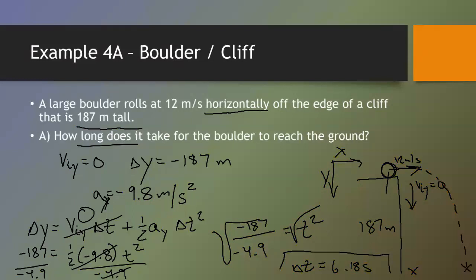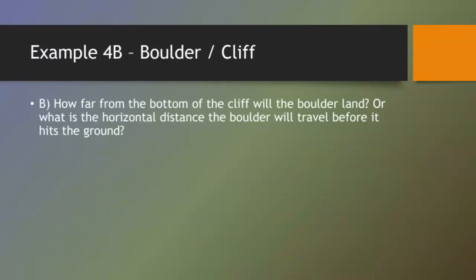So what's going to happen to it in that time, in that 6.18 seconds? Right? Well, it's going to keep traveling to the right for 6.18 seconds. So how far away is it going to move from the cliff? Right? Well, that's the next question. How far from the bottom of the cliff will the boulder land? Right? Or what's the horizontal distance that it travels before it hits the ground?